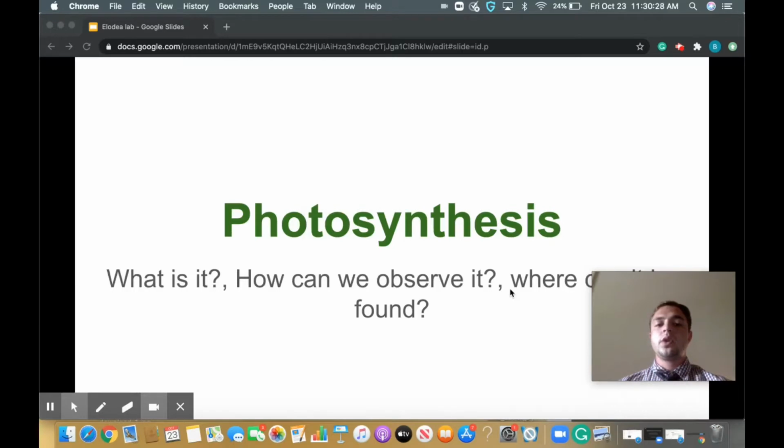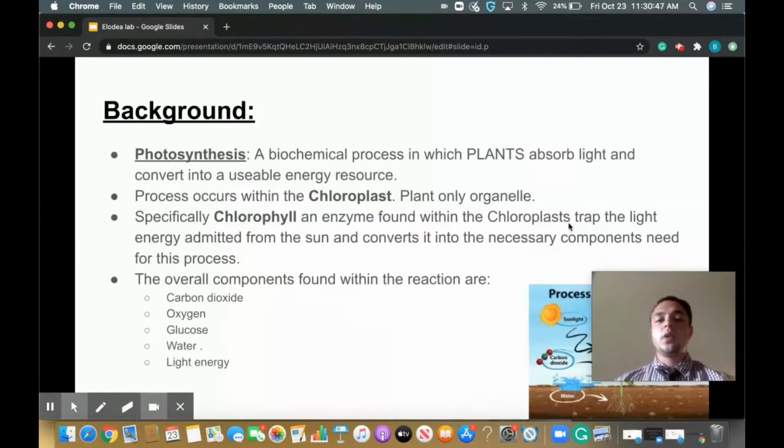photosynthesis. We're going to look at specifically what it is, how we can observe it, and where it can be found. And the way we're going to do this is through the observations of a common aquatic plant lab that measures the total amount of CO2 found in the water after respiration and photosynthesis occurs. But before we can get to that, we need to go over specifically what is photosynthesis.